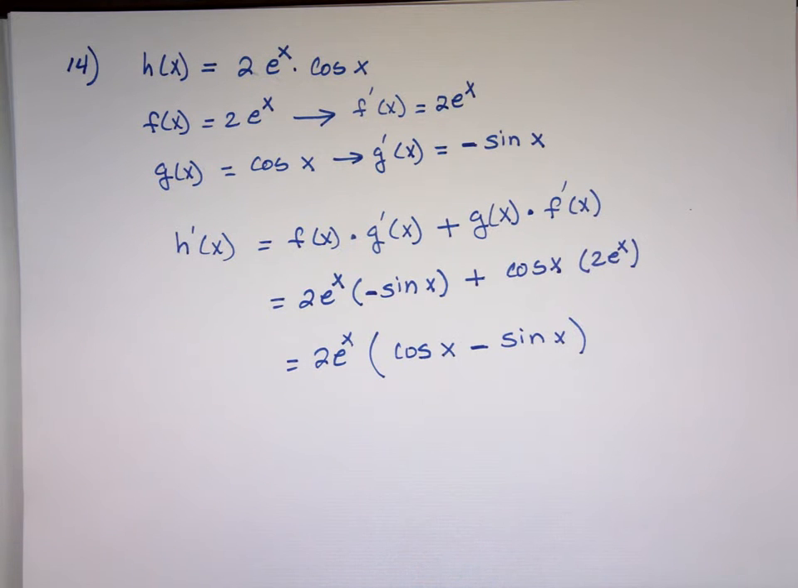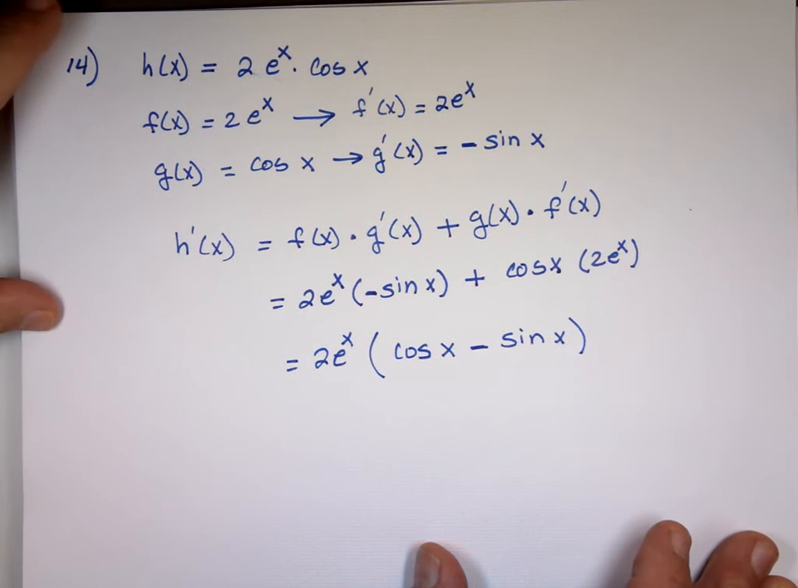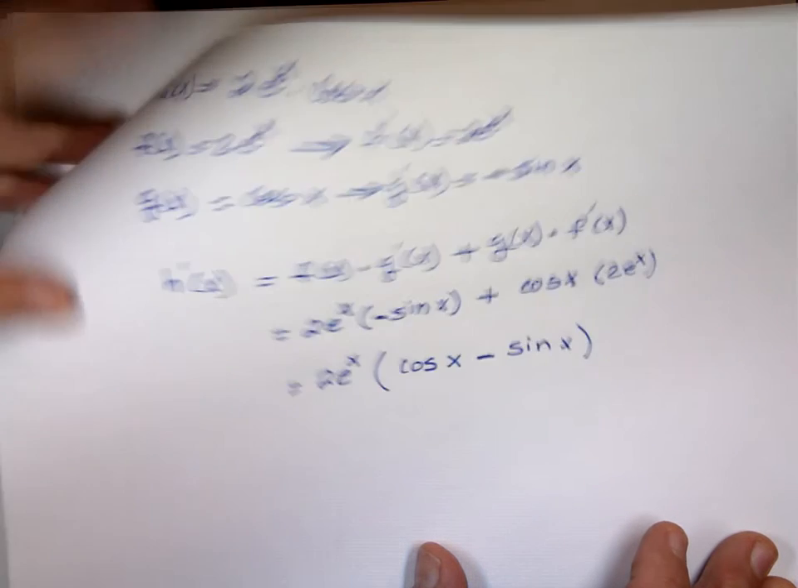Couple more, then we're done with this section. I got 17 and 20. 19-2, please. I'll take a look and see.